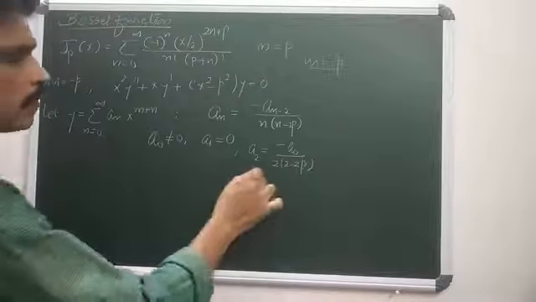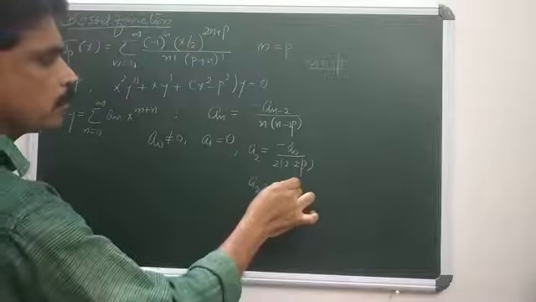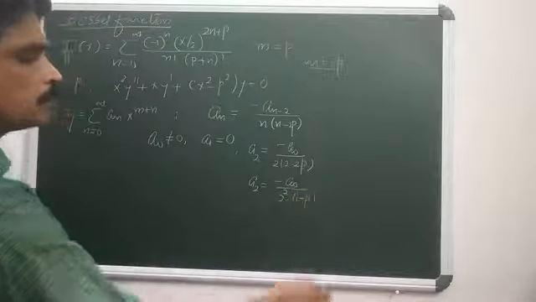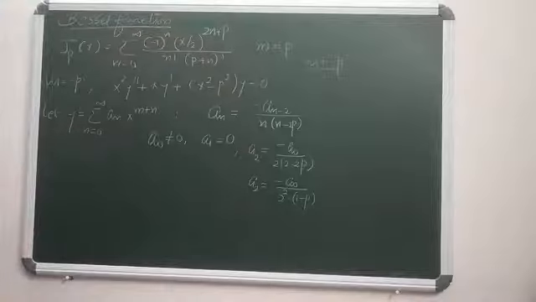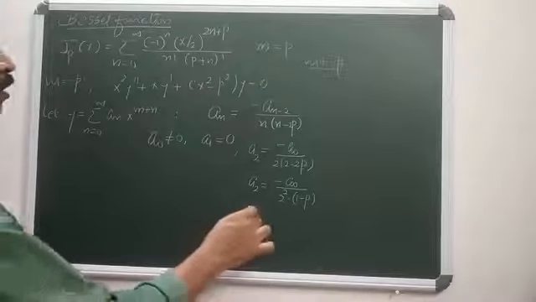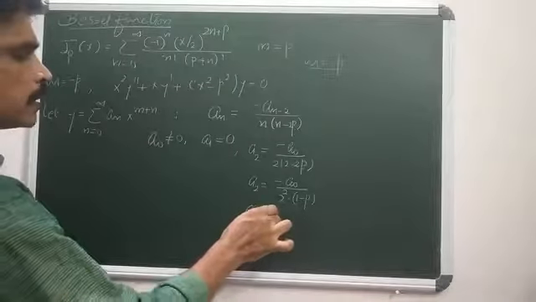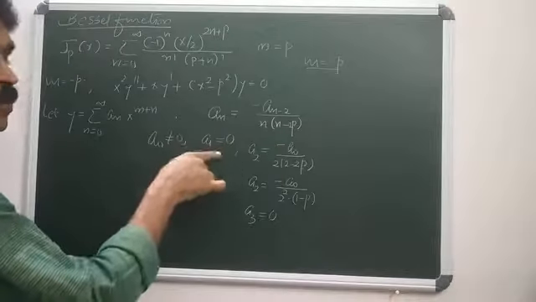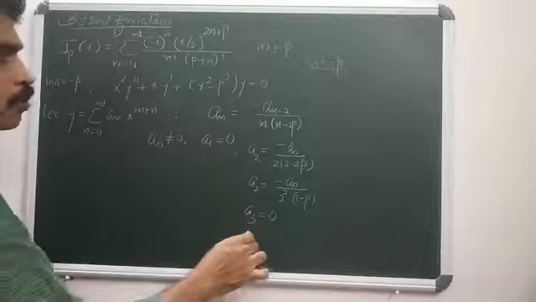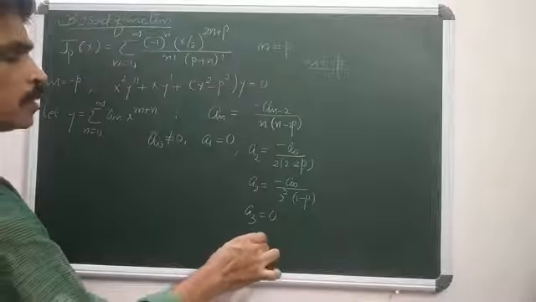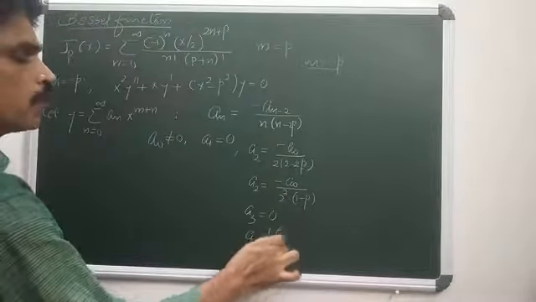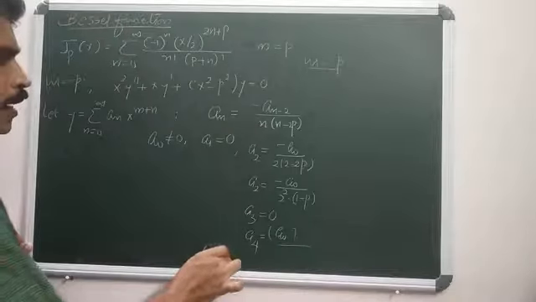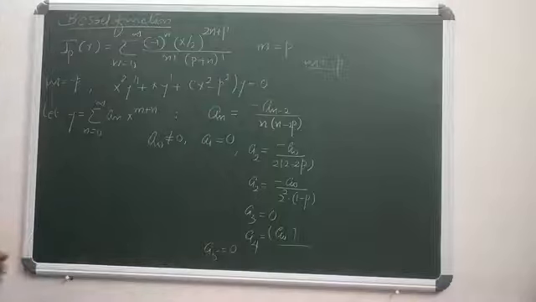So what is a2? It is a2 equals minus a0 by 2 square into 1 minus p, and the 2 goes outside. Similarly, you can find out the others. Again, you can see that a3 equals 0. Why? Because a3 is in terms of a1, but we know that a1 equals 0, so a3 equals 0. And again, you can find out a4, which is again in terms of a0. Surely, we can see that a5 equals 0 and so on.